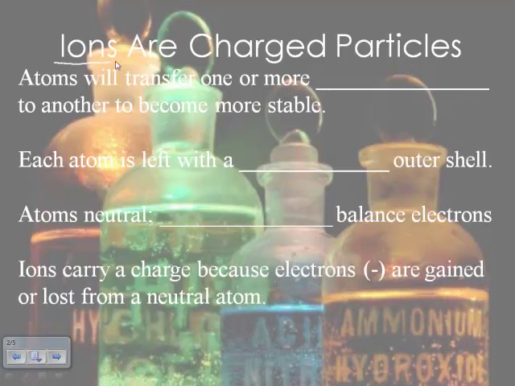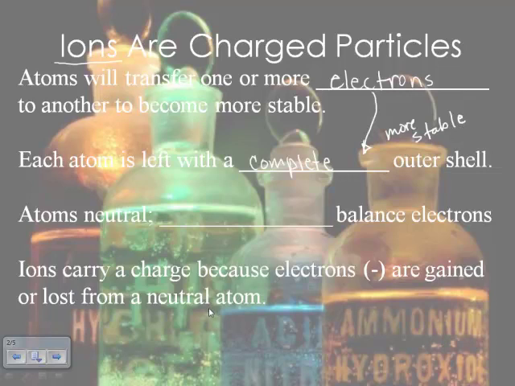So ions and atoms are not exactly the same thing. Atoms transfer electrons so that they can become more stable. Since you're already familiar with how to draw Bohr diagrams, we're going to assume you know where those electrons are. Each atom is left with a complete outer shell by moving electrons. So that's why we transfer electrons, to complete the outer shell and become more stable.